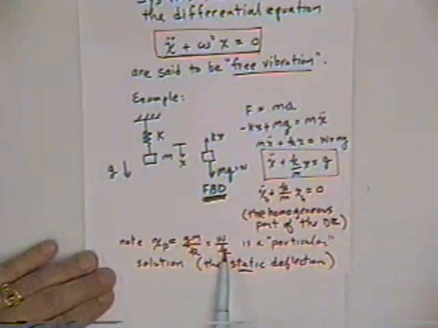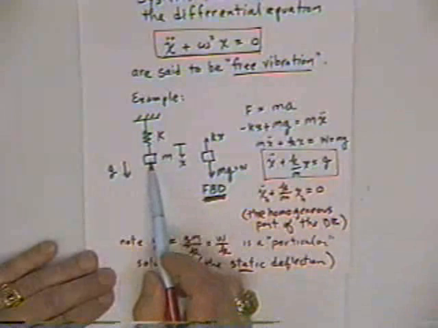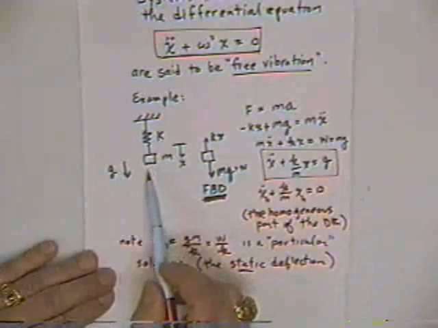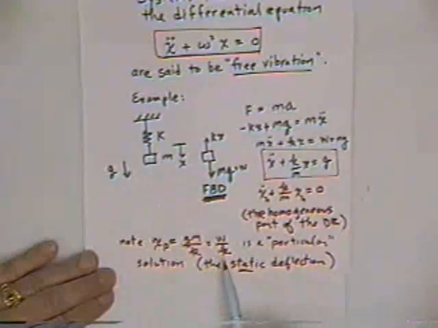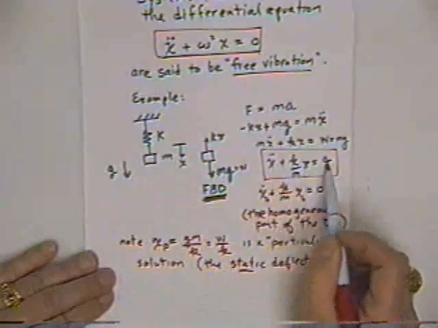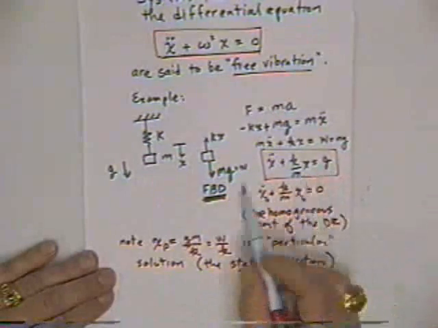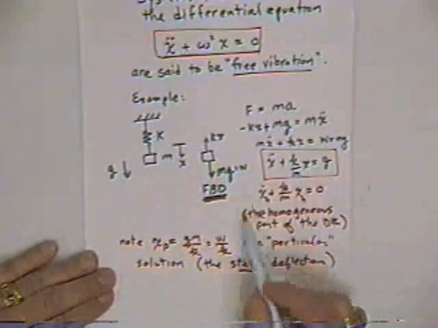Or w over k. What's w over k? The static deflection. If you know the weight and you hang it on a spring of known stiffness, you're going to deflect a known amount, which you'd calculate to be w over k. So a static solution when there's no acceleration is x is equal to w over k. That's a special case. The dynamics, though, comes from this problem.